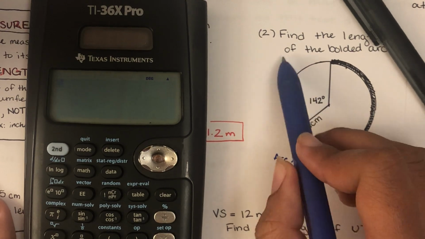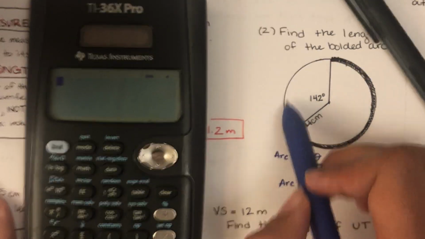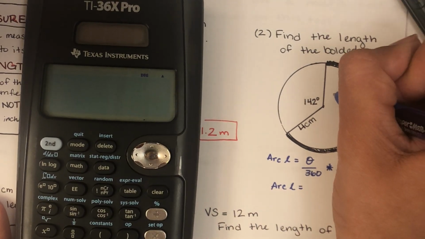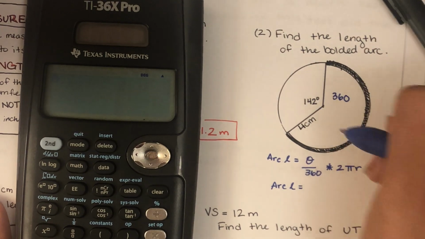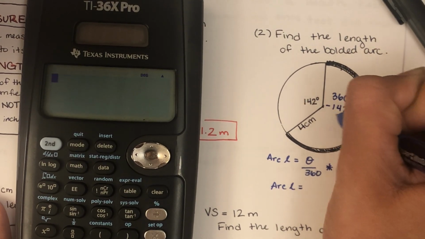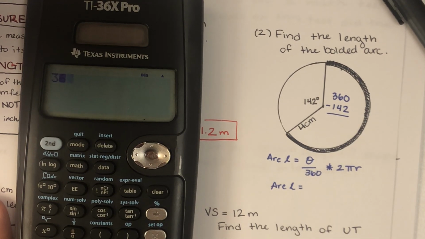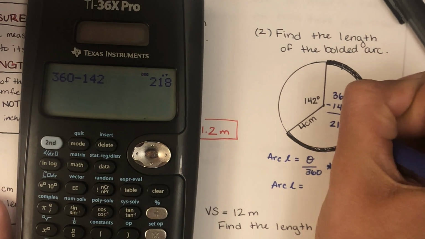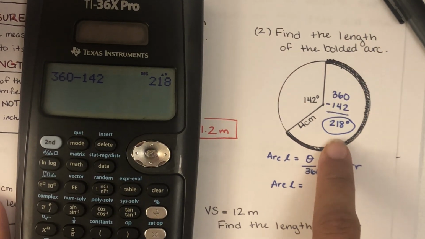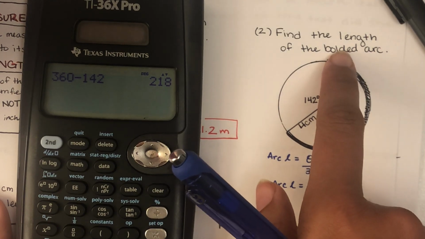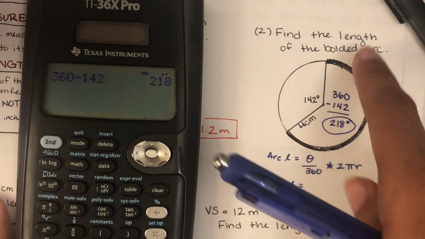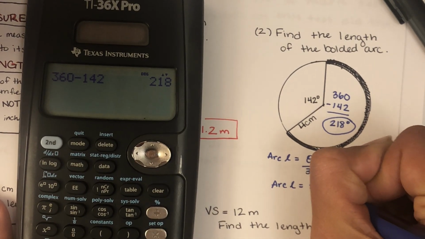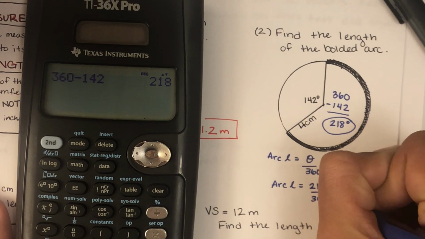This 142 does not belong to the bolded, right? It belongs to this thinner line. So if I want the angle of the bolded, I have to take 142 and subtract it from 360. So 360 minus 142 is 218. This is the angle that I'm using. This is the angle for the bolded part, right? This 142 belongs to the thin part. 218 is the bolded. So instead of theta over 360, it's 218 over 360.